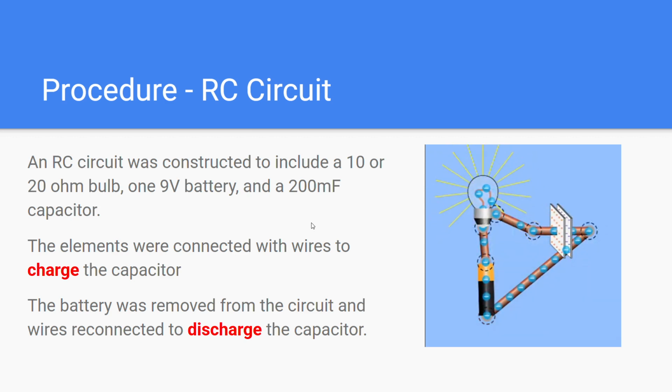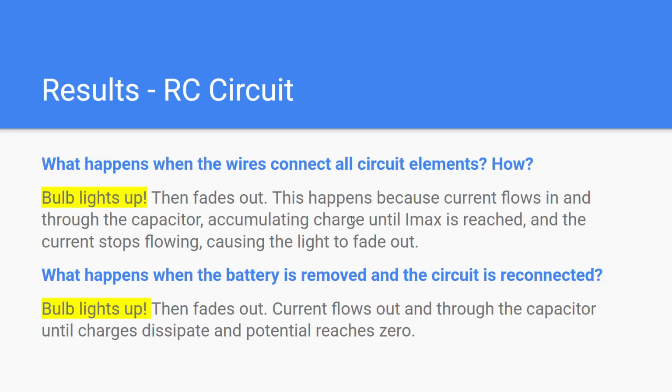So the wires were connected, the capacitor started charging up, current started flowing, and the light bulb lit up, but then began to dim out. So what happens when the wires connect all the circuit elements? The bulb lights up and then fades out.